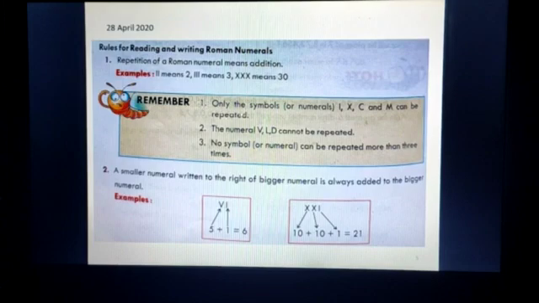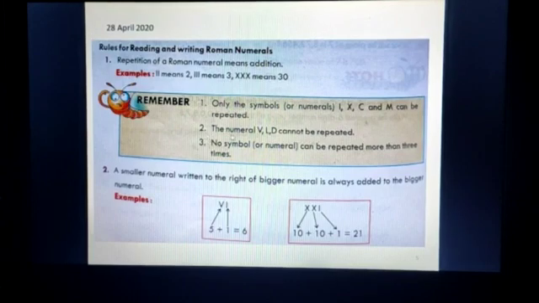Remember, only the symbols for I, X, C and M can be repeated. But in this class 4, we are using only I and X. Don't worry about C and M, but they can be repeated. But we are not learning them in this class. So we'll talk about only I and X here.